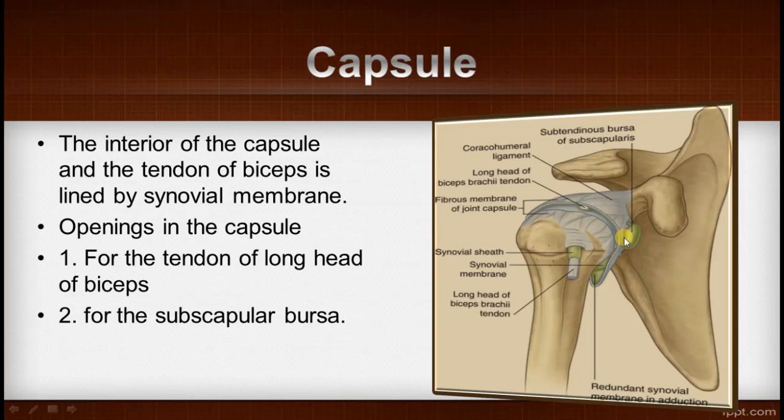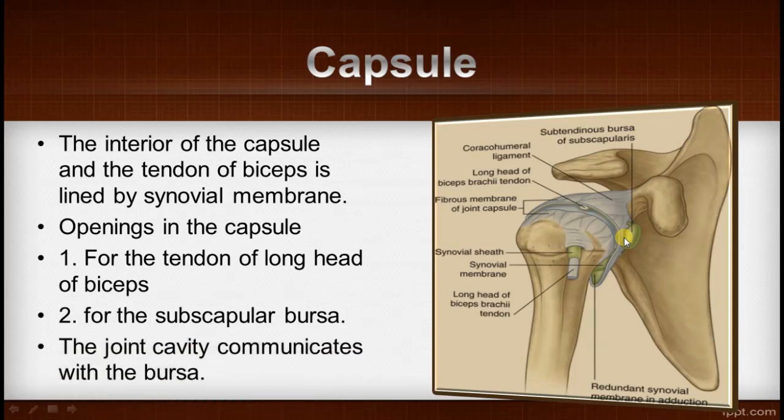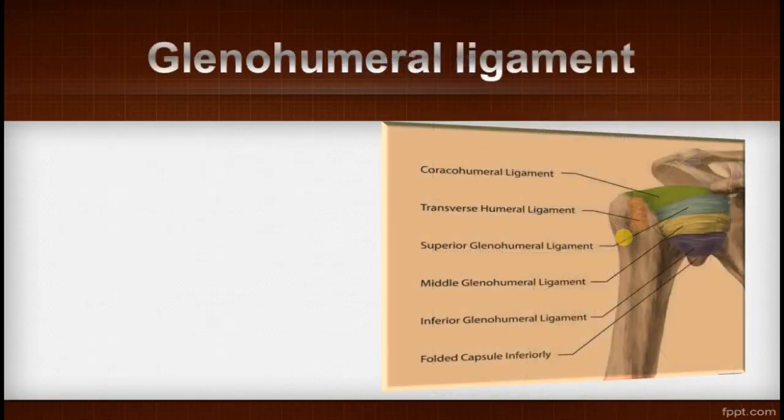So, we will see what are all the bursa present around the shoulder joint after a few slides. So, these two, what happens is the joint cavity communicates, and these are the openings in the capsule. So, next we have seen about the capsule. Now, we are coming to the ligaments.